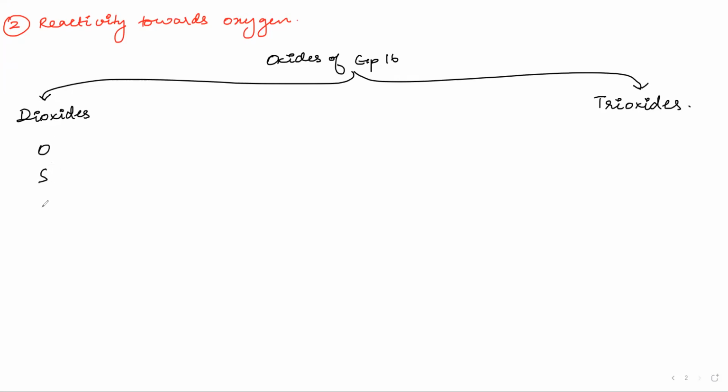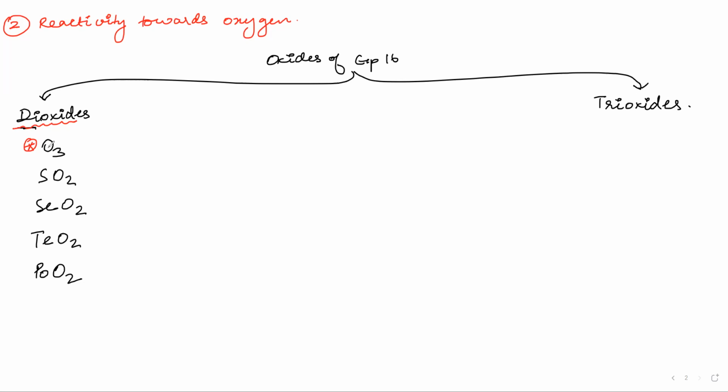Oxygen, sulfur, then selenium, tellurium, and we have what? Polonium. Okay. Now, if I add O2 to both of them, because dioxides, O2 and O2. So, this is what? Oxygen and O2. So, we can write this as O3. We will discuss O3 as a separate topic, because this is important. But please remember that NCERT has written O3 in dioxides.